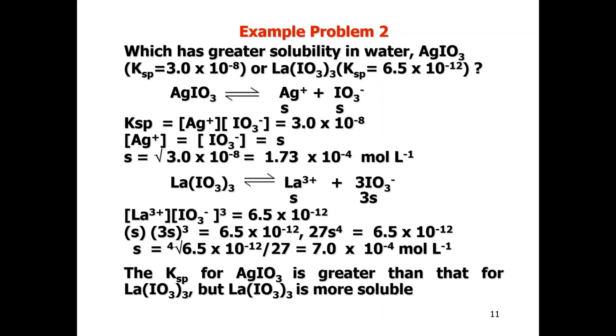Okay, this is quite tricky, so you have to listen to me very carefully. If you look over here, compare the solubility of AgIO3 and LaIO3, in which the KSP of AgIO3 is 3.83 times 10 to the minus 8, whereas the KSP of LaIO3, lanthanum iodate, is 6.5 times 10 to the minus 12.